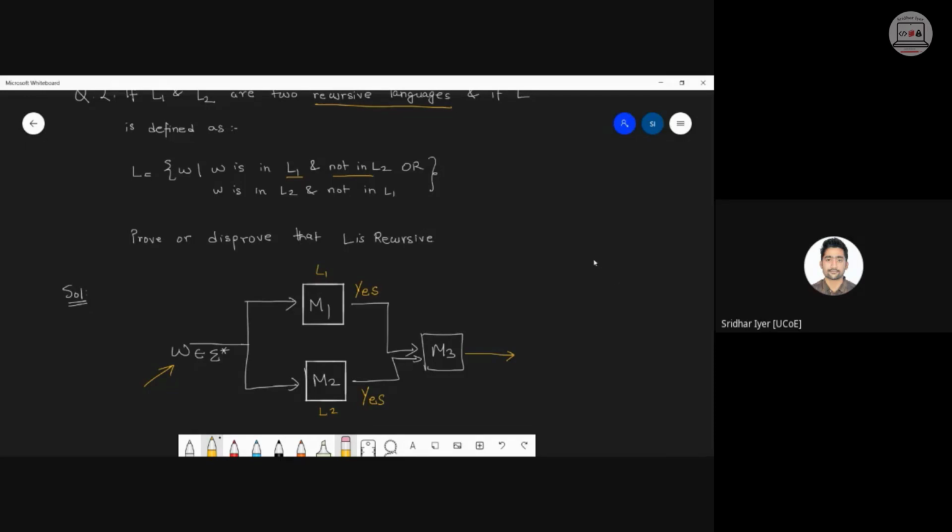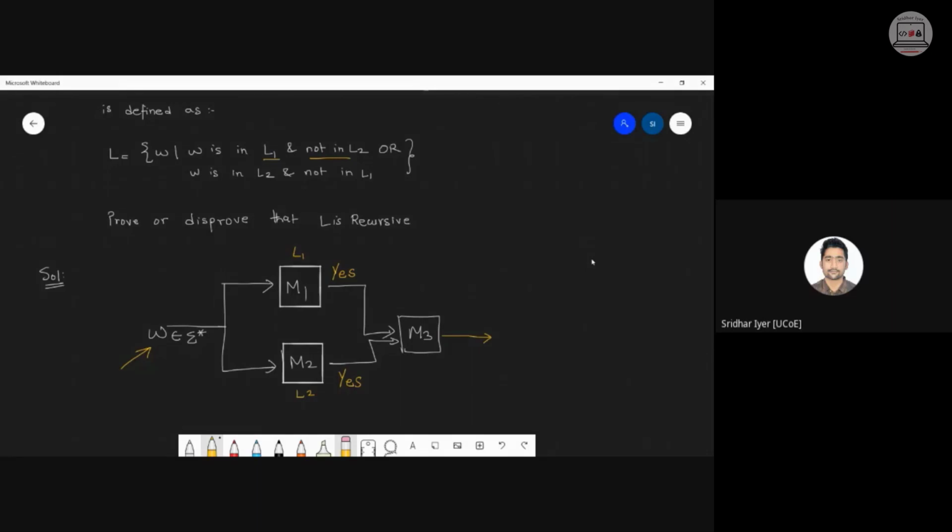The conditions have to be satisfied. W should either belong to L1 or it should belong to L2 or vice versa. But in this case, what is happening? It is belonging to both L1 as well as L2. So what will be the output of M3? No, correct. In this case, the output of M3 will be no. Am I clear? Simple, right? Like an XOR, yeah, we can say like that.